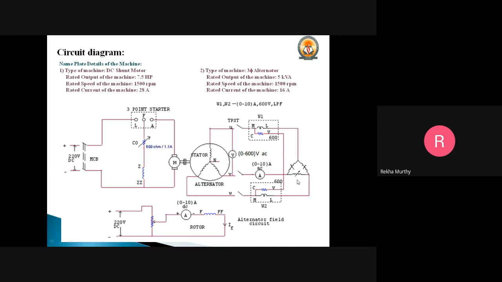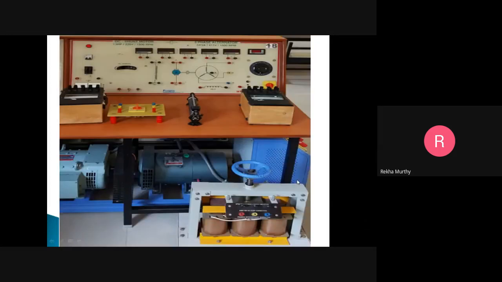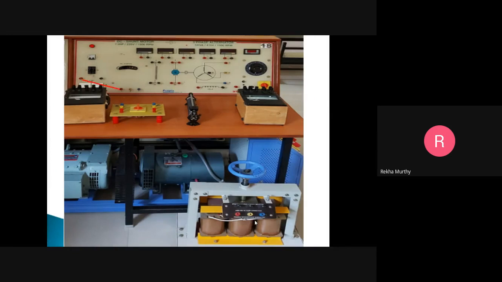Now let us see the connections. These are the equipments you can observe: the two LPF wattmeters which you require, the TPST switch, the rheostat, and the same setup we have to make use of. In addition to that, one inductive load. This will have three terminals, and these three terminals need to be connected in delta fashion. Let us see what the connections are.